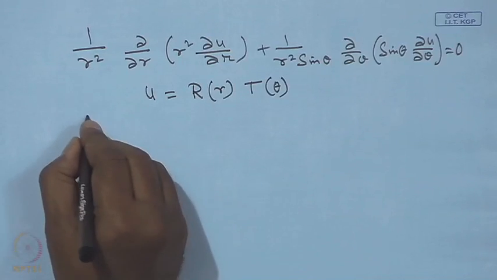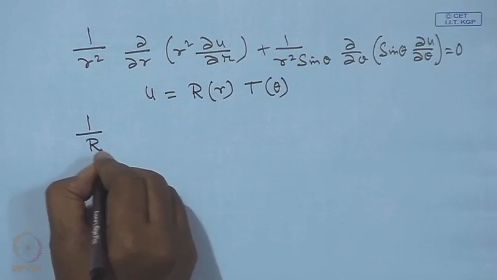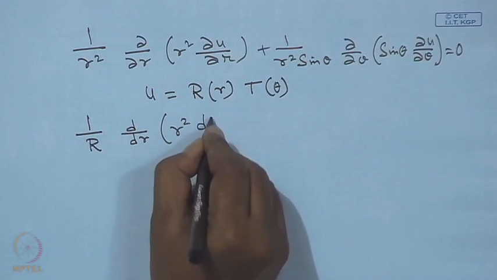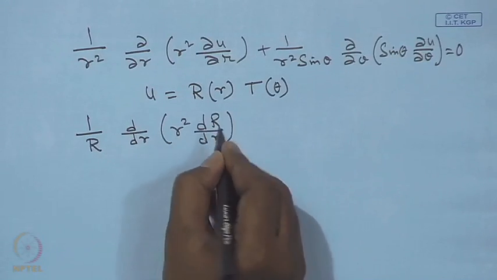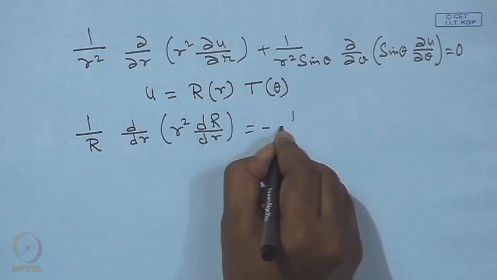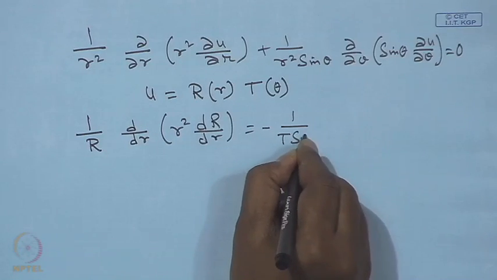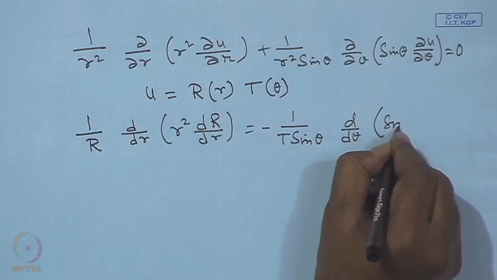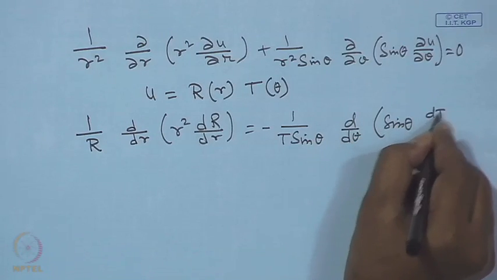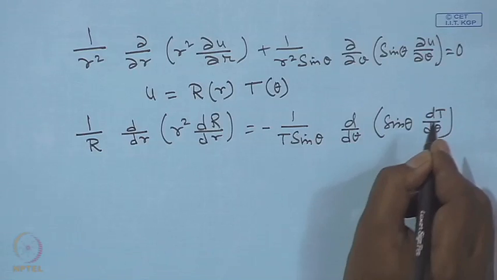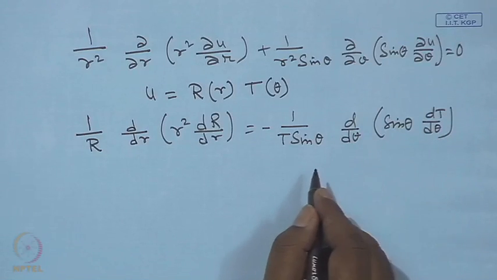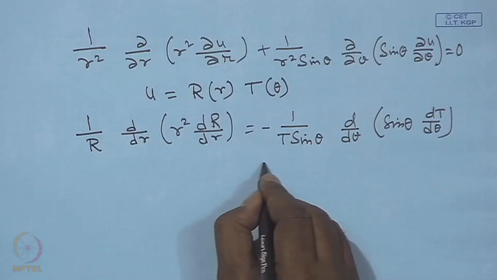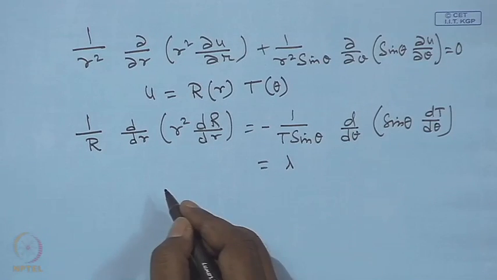So, we separate the variables as we have done earlier: 1 over R d dr of r square dR dr is equal to minus 1 over T sin theta d d theta of sin theta dT d theta. The left hand side is entirely a function of r and the right hand side is entirely a function of theta. So, they will be equal to some constant lambda.